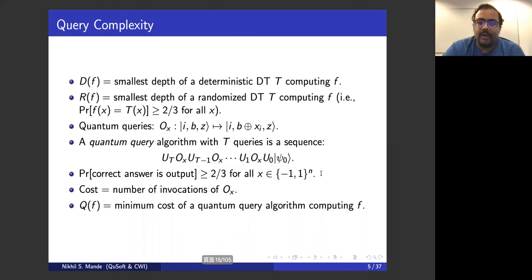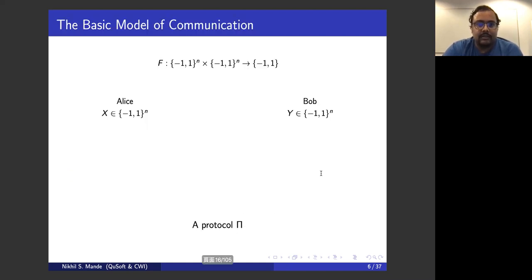So that's the query model. I expect most of you would have already seen this. Next, let me tell you about the communication model that we're interested in.